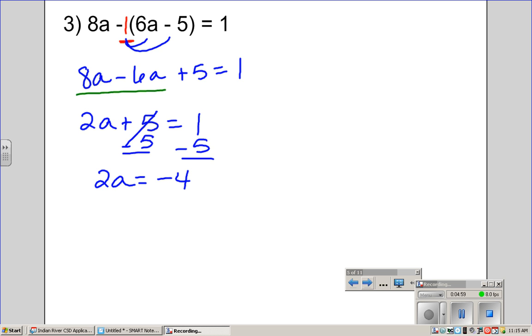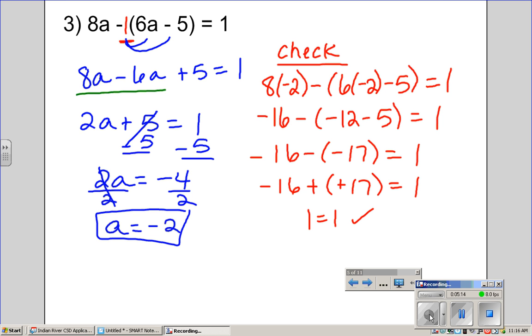Multiplied by 2, so we divide by 2. Now again, 2 divided by 2 is 1, so we can cross that out. We get 1a equals -2. For your check, substitute in -2 for a in both places. Simplify the left. You will come down to 1 is equal to 1.